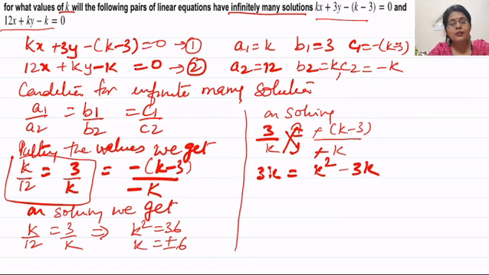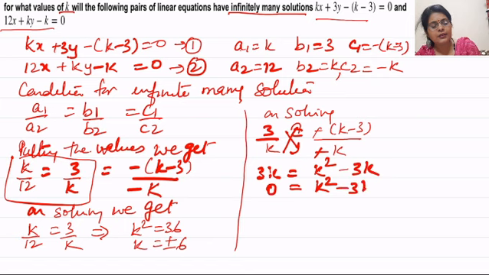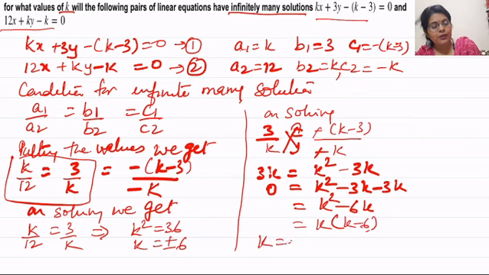Why have I taken this question? Because sometimes children commit the mistake of simply writing k square is equal to 6k, then taking k common and writing down only one value. No, the correct way is writing 0 over here and then taking minus 3k minus 3k. It becomes k square minus 6k, and then we take k as common and write k into k minus 6, and then the value of k will be 0 and 6.